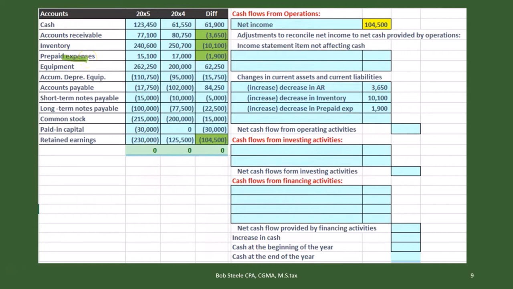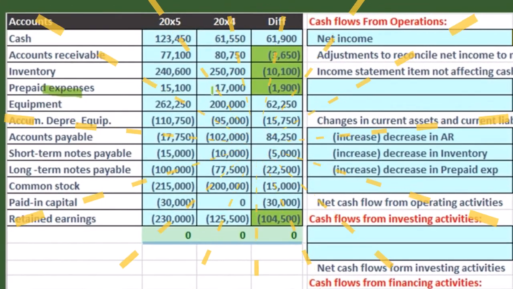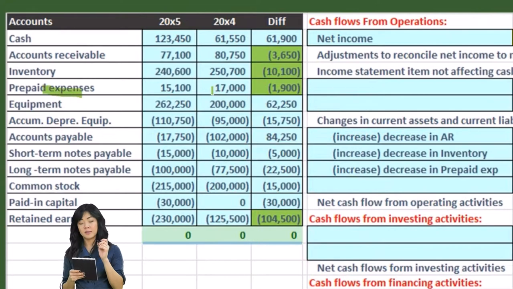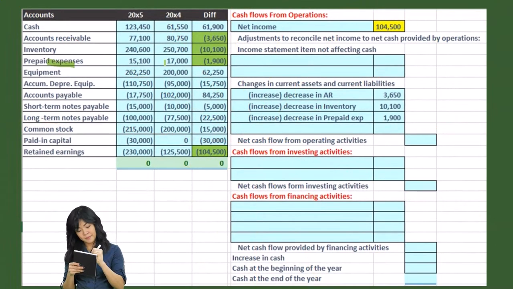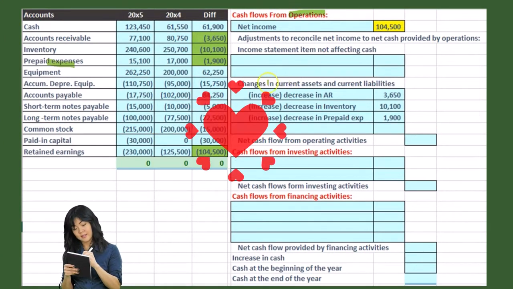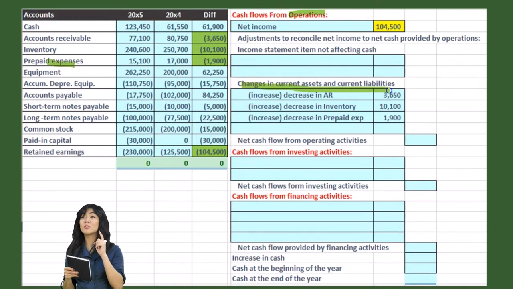Same thing, it's an asset. And it's going to follow the same rules. It's a current asset. If we think about the other side of prepaid expenses, the most common is like insurance, prepaid insurance. So the other side of prepaid insurance is insurance expense, which is an income statement account. Therefore, it's part of the operating activities. It's also a current asset, and therefore it goes into this section of the operating activities.